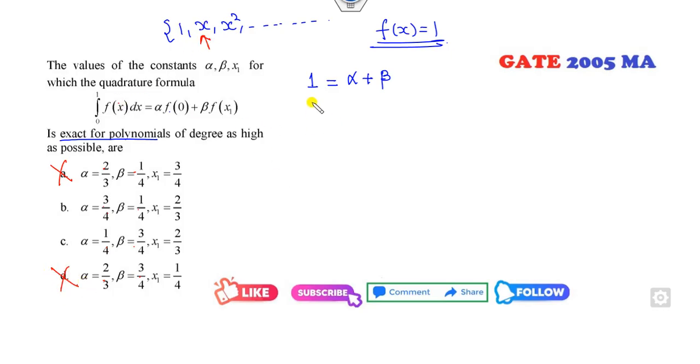Now look at this option. If I substitute x, the integration is half. This value is 0. This value is beta times f of x1 is x1. So that means the product of beta and x1, is it half? No, it is 2 over 12. It's 1 over 6. This option is cancelled, and you can see this is half, the rest of the correct terms.